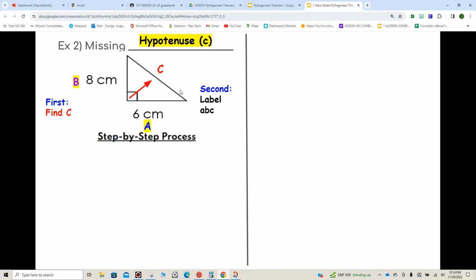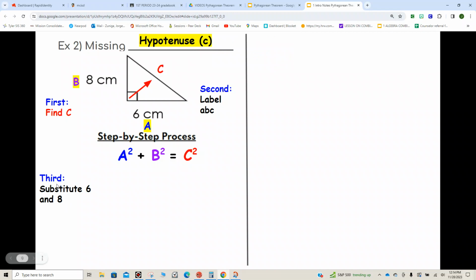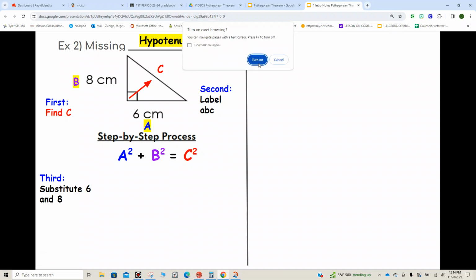All right, so the next step is to write the Pythagorean theorem. Go ahead and write the third step, which is to substitute 6 and 8. So we're going to go ahead and substitute.